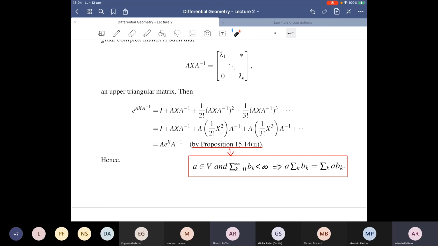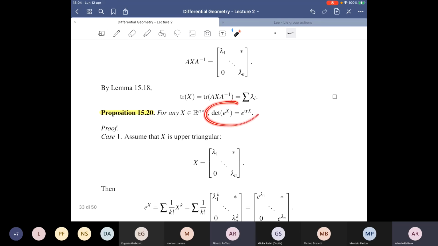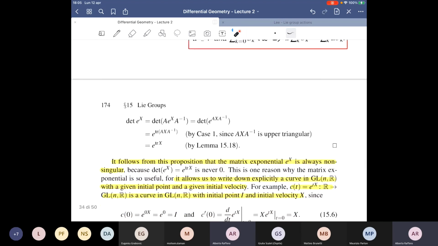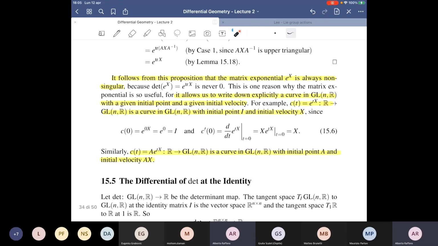Pay attention to the fact that here at some point you have to use the result that was given as an exercise before: you can multiply term by term a convergent series. But in any case, this is what we need. The determinant of the exponential of a matrix is the exponential of the trace of the matrix. And so in particular, this tells us that the matrix exponential is always non-singular. This is because the exponential of a real number is never 0.